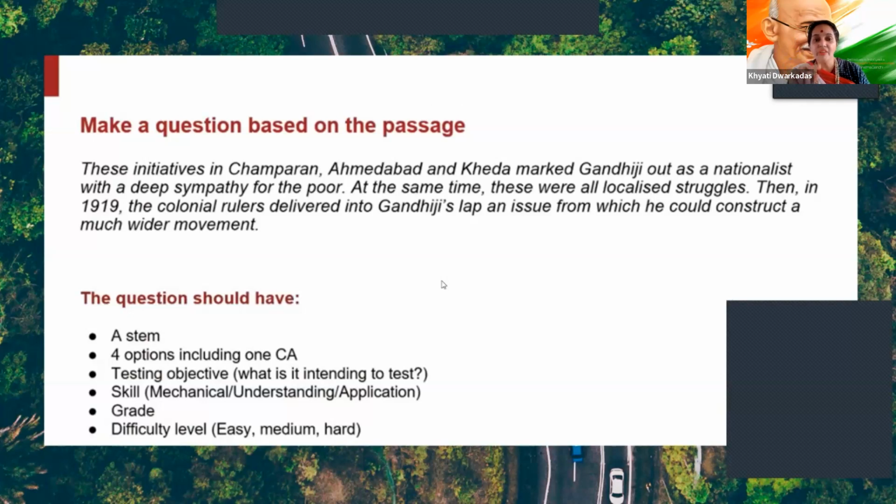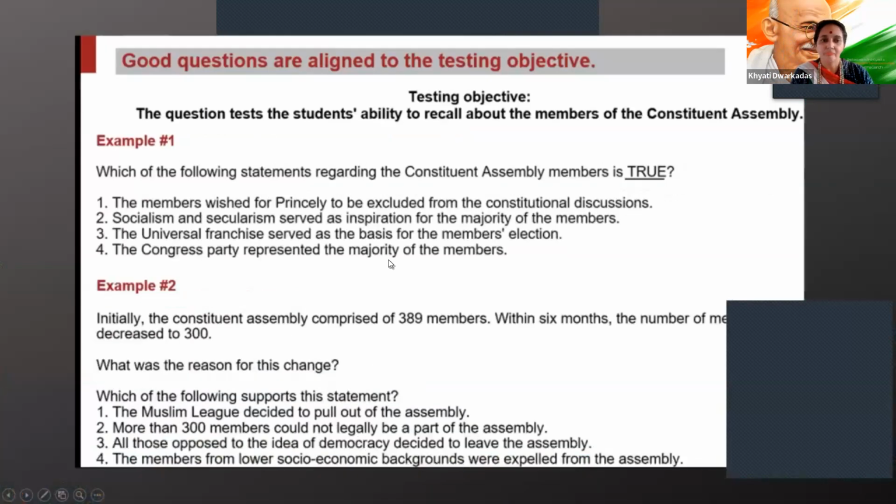The students should know the years. See, we are not asking for the dates, but the students should know in which year these events happened at Champaran, Kheda, and Ahmedabad to be able to understand what came next. The order, the chronology, that needs to be kept in mind.